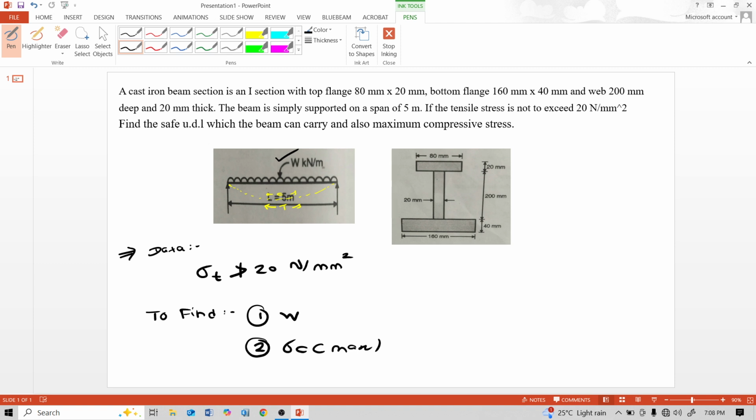Steps for this numerical: first, calculate the position of the neutral axis for this I section. Next, the moment of inertia for this I section about the x axis. Then calculate the moment of resistance and equate it with the beam bending moment. We have to get this W. And for sigma C maximum compressive stress, with the help of the bending equation we calculate this sigma C maximum.